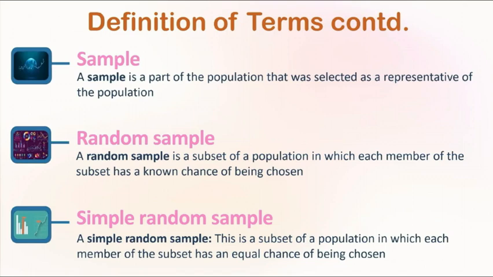Another key term to be defined is sample. A sample is a part of the population that was selected as a representative of the population. A random sample is a subset of a population in which each member of the subset has a known chance of being chosen. A simple random sample is a subset of a population in which each member of the subset has an equal chance of being chosen.